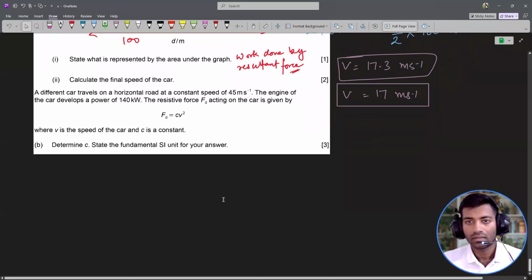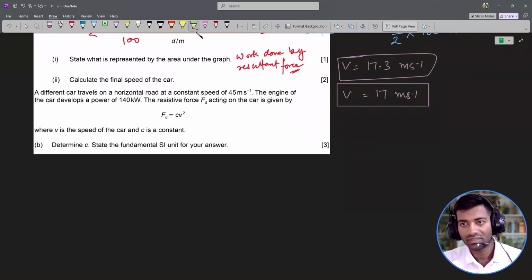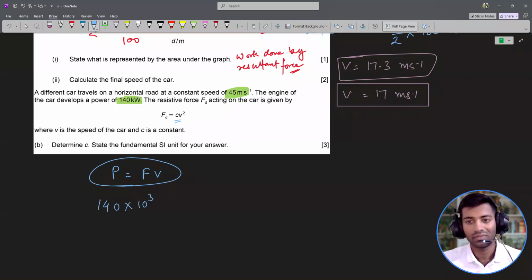All right. So first things first, we know that the car is moving at a constant speed and the engine develops a power of 140 kilowatts. So when you know that the speed is constant and the drag force is given by this expression, which by the way will also be a constant because speed V is constant, you can directly write P equals F times V. Now if I do that, 140 times 10 to the power 3 equals the drag force into V. What more I can do here is directly substitute FD as CV square.